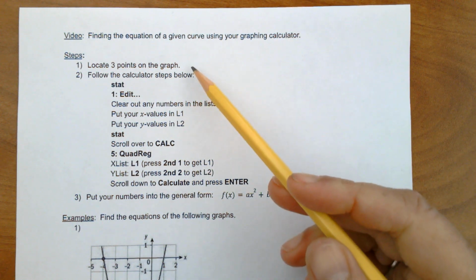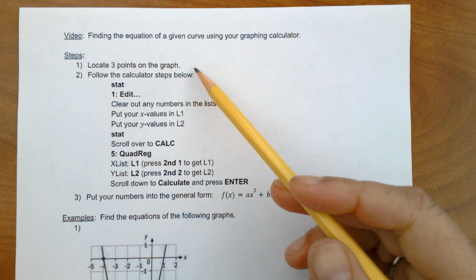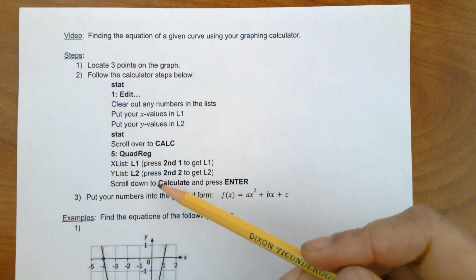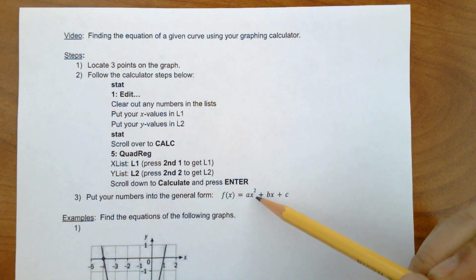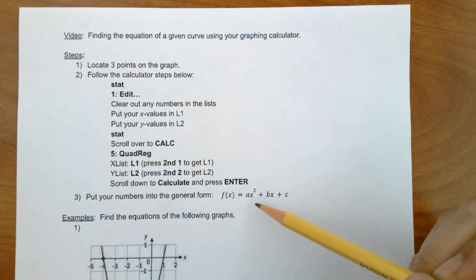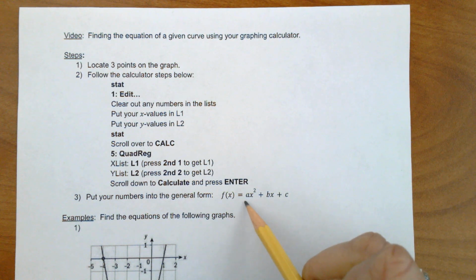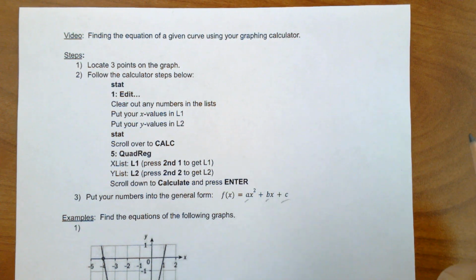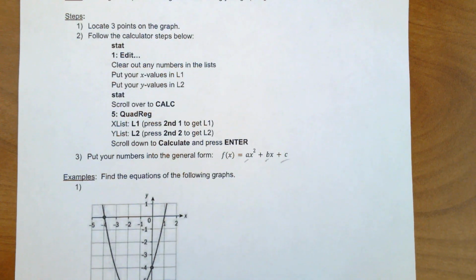Today we are going to be finding the equation of a curve using our graphing calculator. Here are our steps. First, we're going to have to locate 3 points on the graph, and then we're going to follow the calculator steps, and then we're going to put our numbers into the general form f of x equals ax squared plus bx plus c. The numbers that they're going to give us are the a, the b, and the c. So let's go.